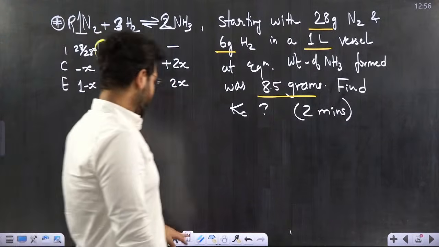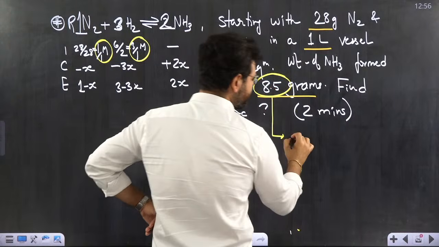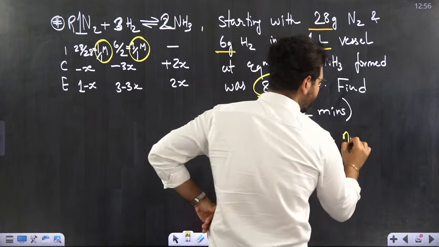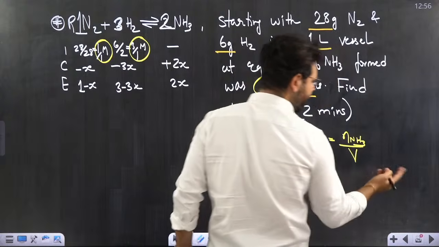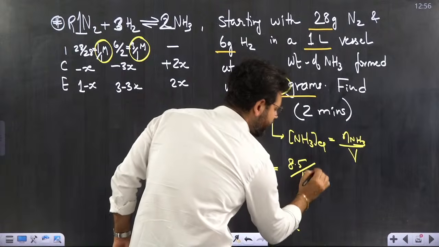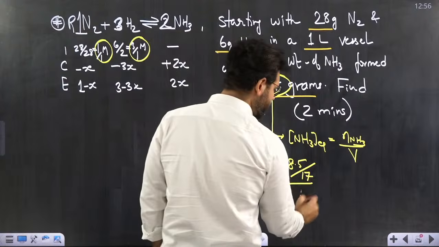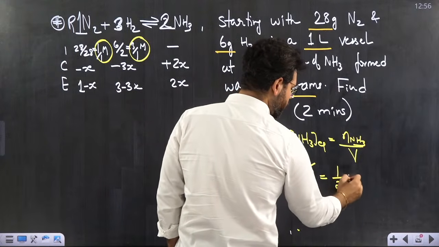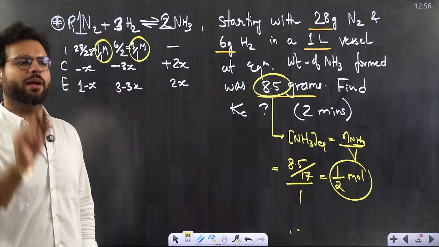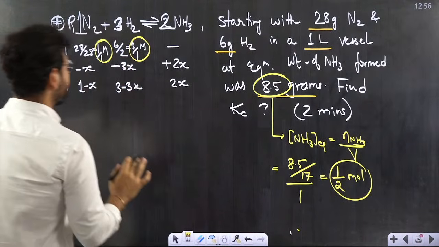Now they say at equilibrium, ammonia was found to be 8.5 grams. So I'm just checking the concentration of ammonia at equilibrium, which will be moles of ammonia at equilibrium by volume, which is 1 liter. Moles are 8.5 gram by molar mass of ammonia, which is 17 gram, by volume 1. 1 by 2 moles are given. 1 by 2 mole ammonia is formed, 0.5, which is 2x here.